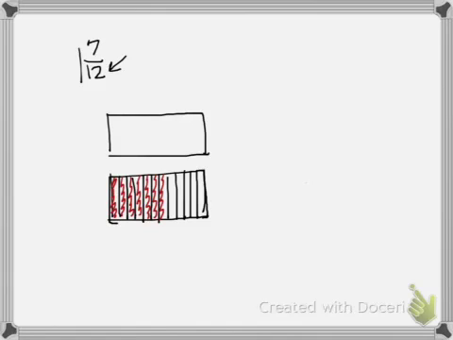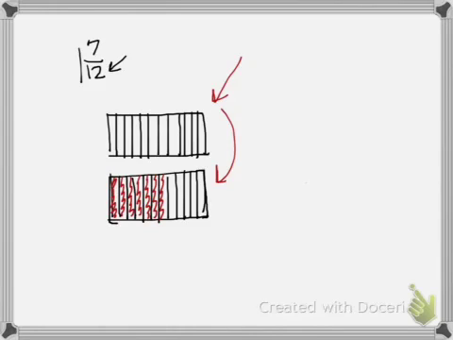But remember, as an improper fraction, we're not going to count this as a whole. We need to turn it into fractional pieces. So our denominator is 12, so I'm going to cut it into 12 pieces. So 1, 2, 3, 4, 5, 6, 7, 8, 9, 10, 11, and 12. And of those 12, 12 of them are shaded because I have one whole piece.